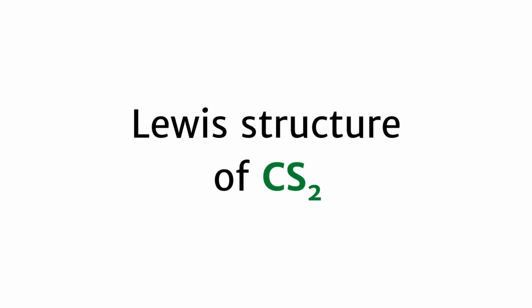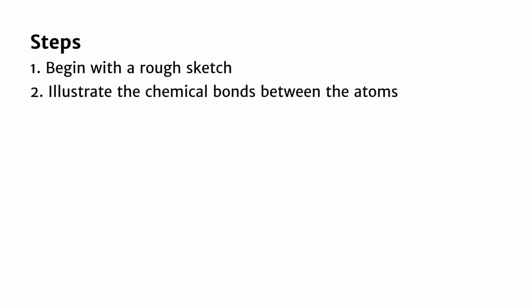Let's depict the Lewis diagram of CS2, commonly known as carbon disulfide. Just follow these simple steps to accurately draw the Lewis structure of CS2. In the first step, we'll draw a rough diagram of the structure. In the second step, we'll illustrate the chemical bonds between the atoms.